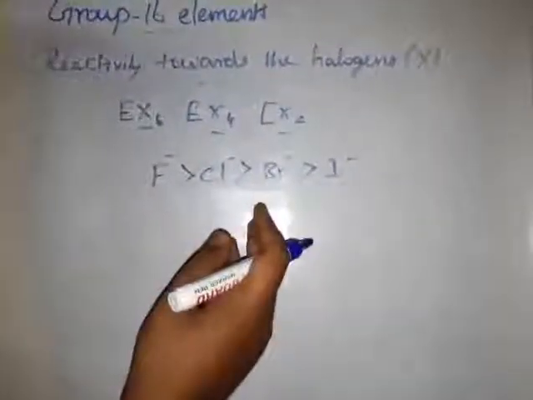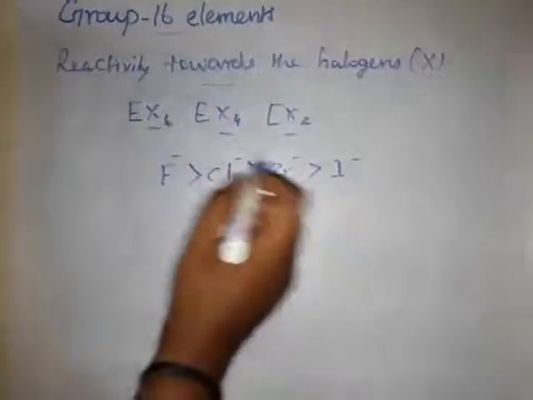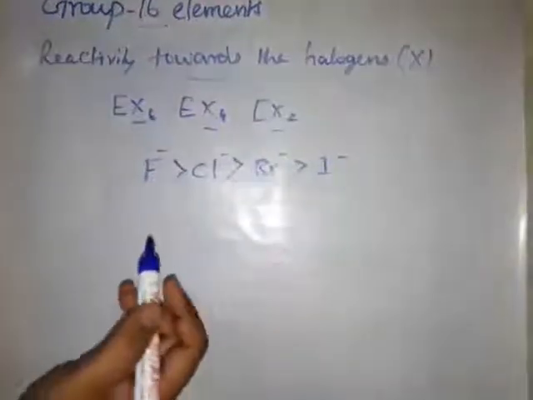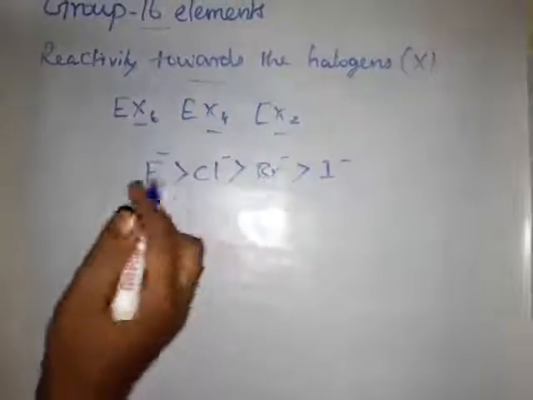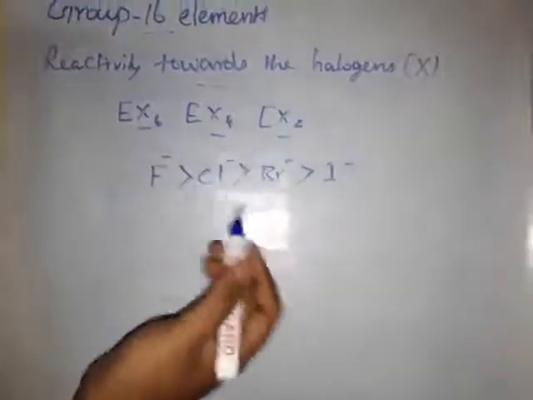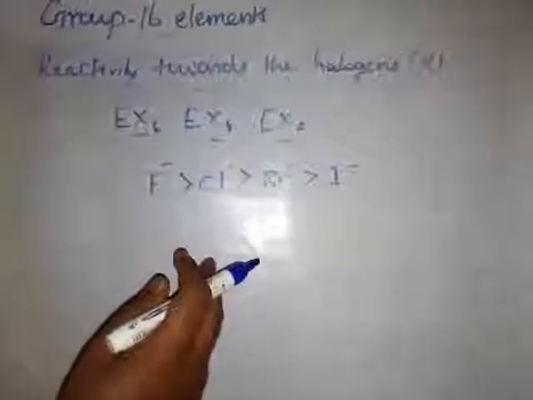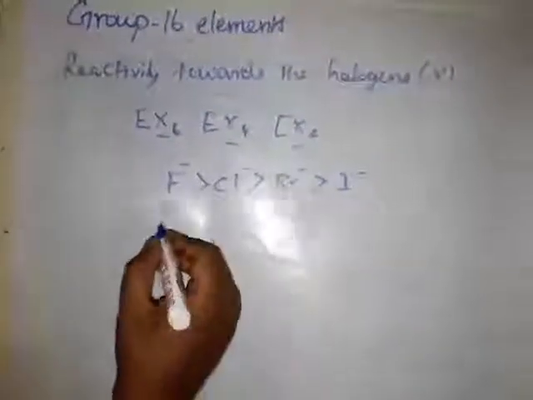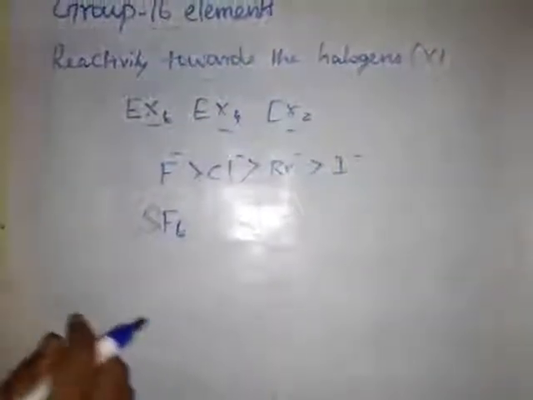Amongst the hexahalides, only the hexafluorides are stable. All hexafluorides are gaseous in nature and have octahedral geometry. Sulfur hexafluoride, SF6, is stable for steric reasons.